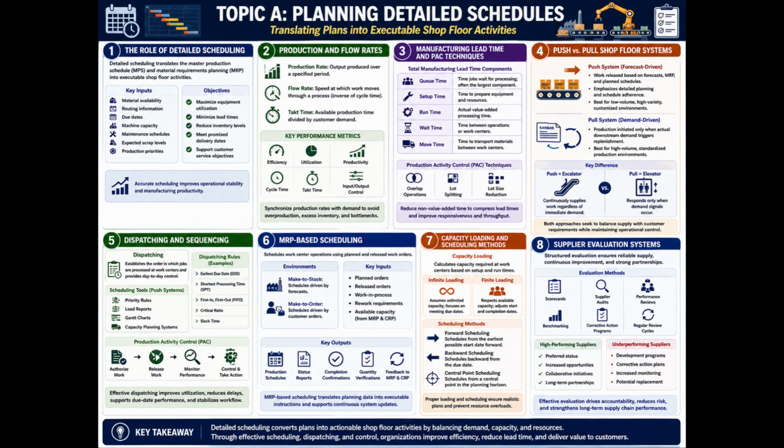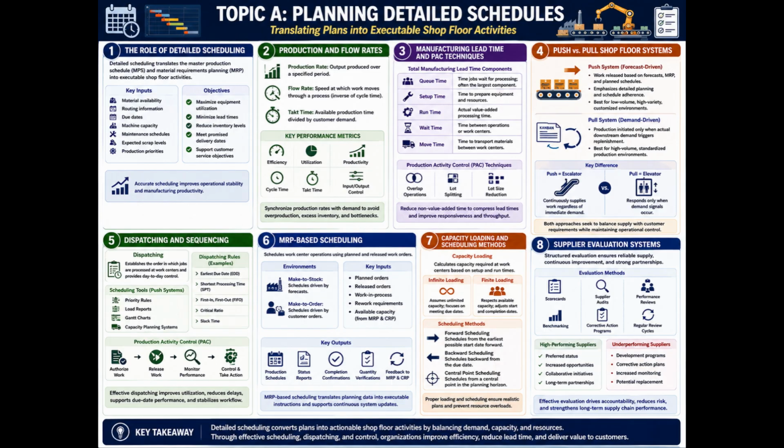Organizations also use forward scheduling, backward scheduling, and central point scheduling to determine operation timing. Forward scheduling begins when an order is received and calculates the earliest completion date. Backward scheduling starts with the due date and determines the latest feasible start date, while central point scheduling combines both approaches around a critical operation.